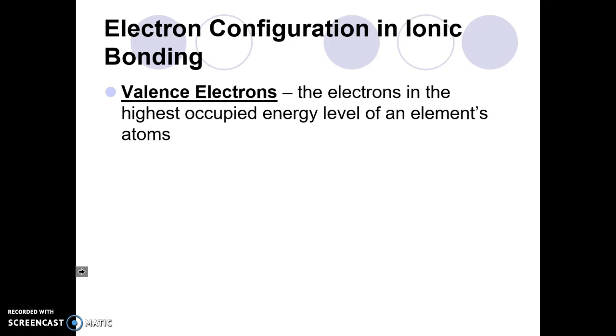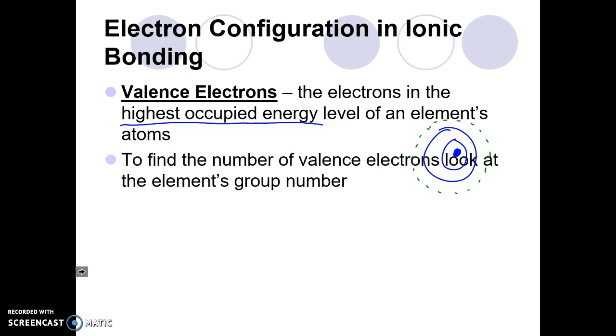We're going to look at the valence electrons, which are the electrons in the highest occupied energy level. The highest occupied energy level is going to be the one that, let's say this is the nucleus of the atom, and we have electrons floating around in rings. Well, the valence electrons are going to be the ones floating around in the furthest energy level, the one farthest out. Those electrons allow us to form bonds.